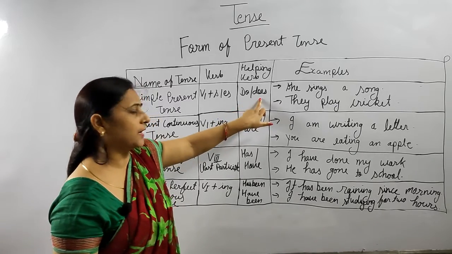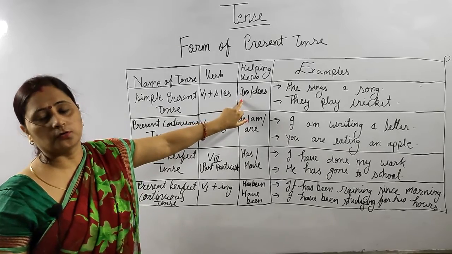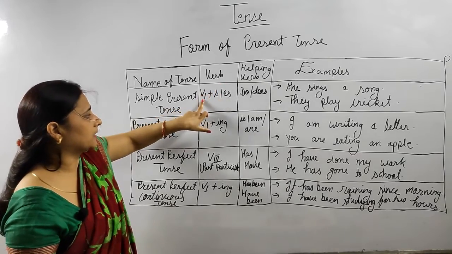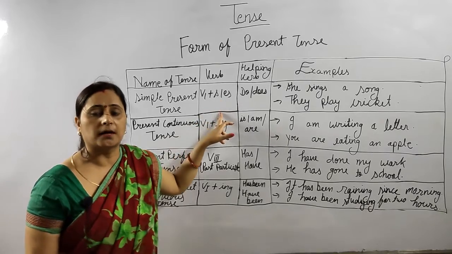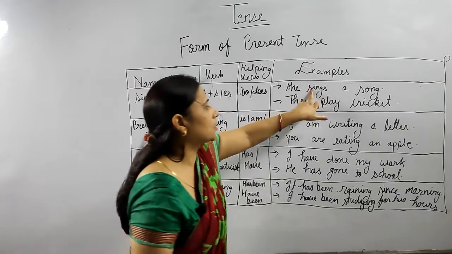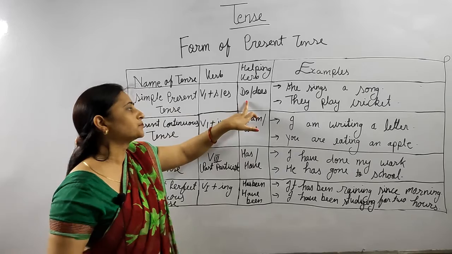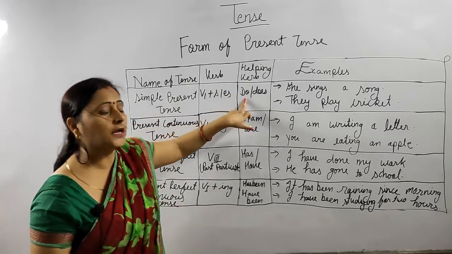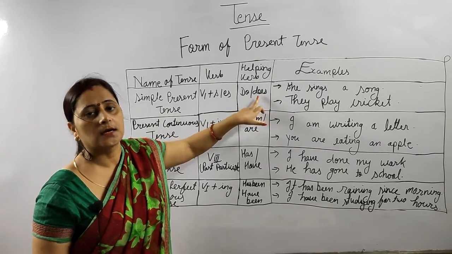With the singular subject, we will use this helping verb does. With the plural, we will use do. As we are adding here s or es to the first form of the verb with the singular subject, with the singular subject we need to put the s or es with the first form of the verb. In the same way, in the helping verb do also. The helping verb of simple present tense is only do, but with the singular subject, we will use es, does.